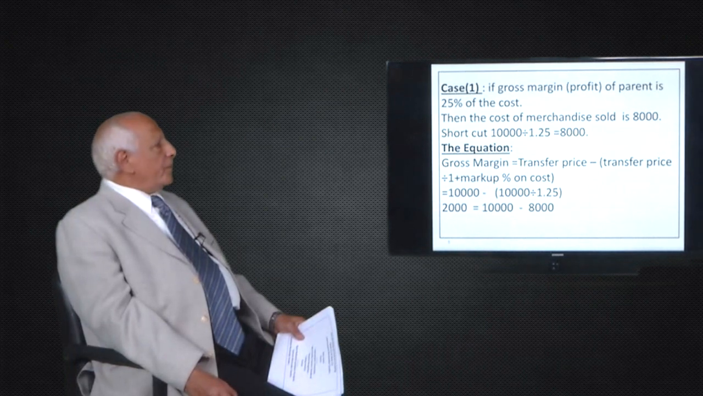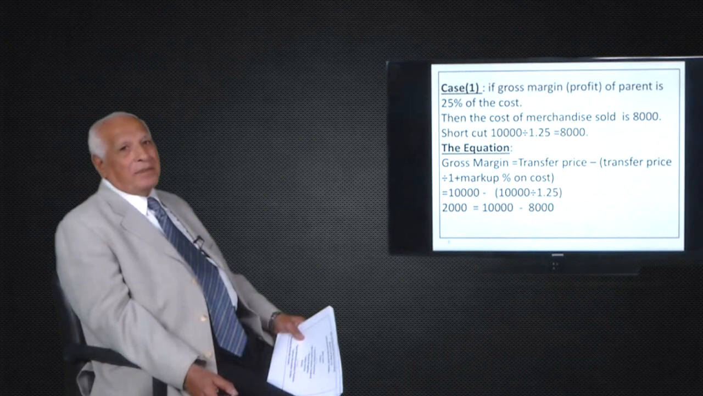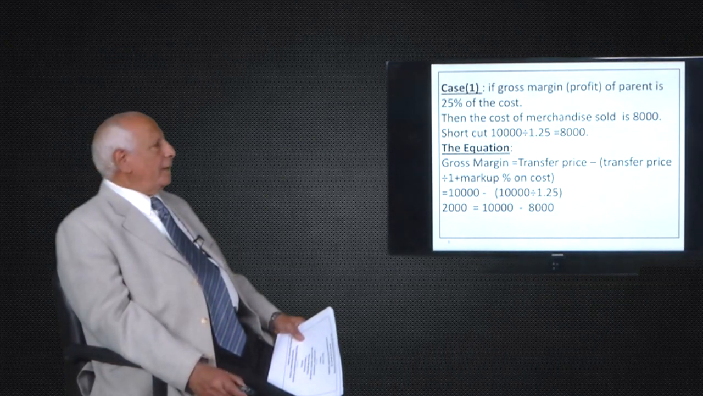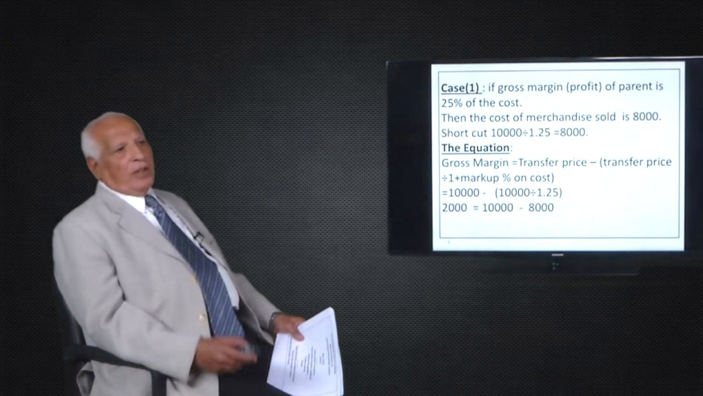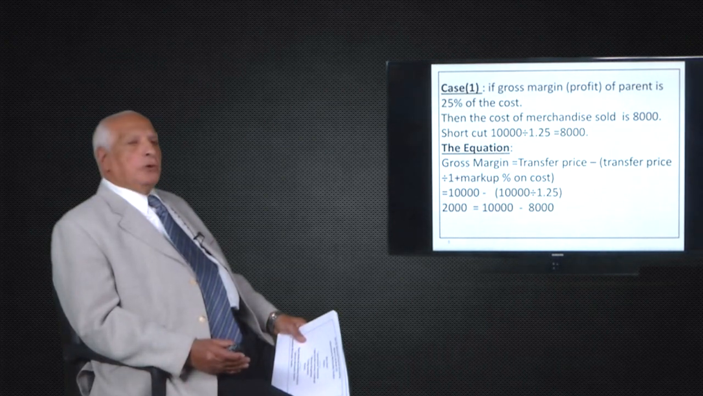Case one first. If the gross margin or profit of the parent is 25% of the cost, then the cost of merchandise sold is 8,000. How do I get 8,000? That's the shortcut. I take the 10,000 selling price divided by 1.25, and that means the cost is 8,000. You can do it this way, the shortcut, or you can do it with the equation.